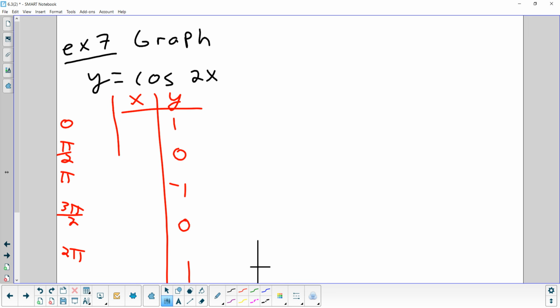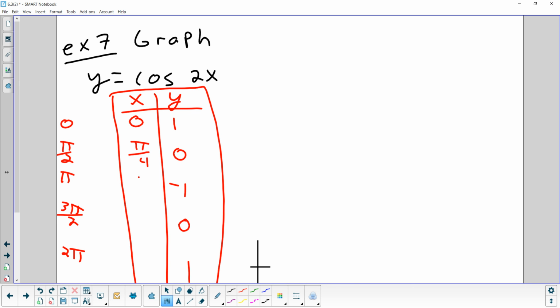And Julie, what am I going to do to all my x values? Divide by 2, or take half. Same thing. So John, can you tell me what I get when I divide all those by 2? 0 divided by 2 is 0. Pi over 2 divided by 2 is pi over 4. And then pi divided by 2 is pi over 2. And then that would be 3 pi over 4. The last one would just be pi.